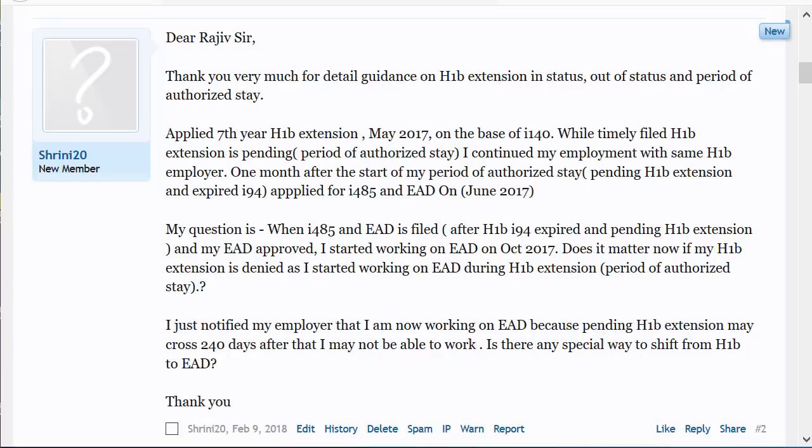The essence of the question from Srini 20 is, I am on H1, how do I convert to EAD? I've got an EAD. I want to go from having an H1 to working on an EAD. Well, that's a good question. There really is no formal procedure necessary.